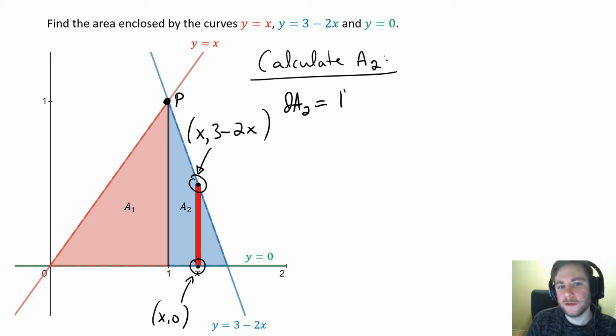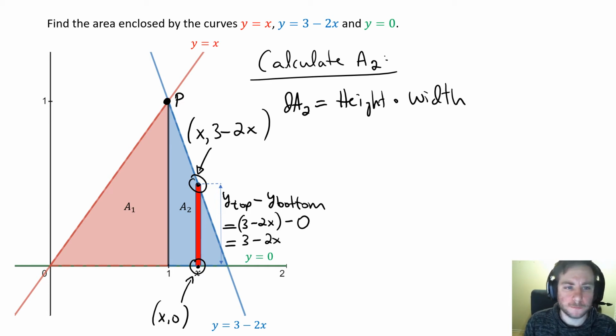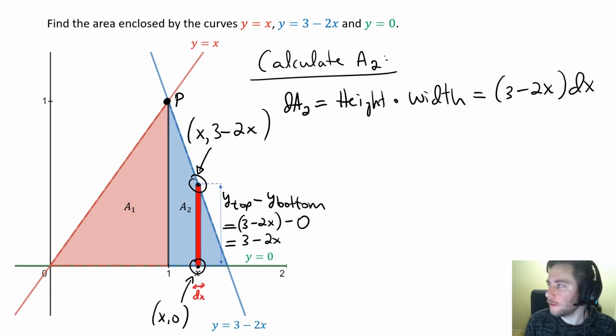With that, we're ready to figure out the dimensions, our height and width, like usual. The height, being a vertical distance, is going to be the difference between these y coordinates. The y coordinate is 3 minus 2x at the top and 0 at the bottom, so the difference, our height, simplifies to 3 minus 2x. As for the width, that would be a small change in x, which is what we call dx, and multiplying height times width gives us this formula for dA2.